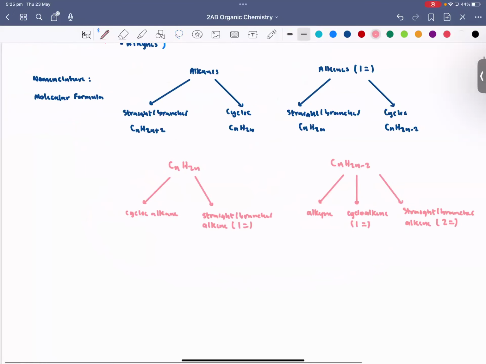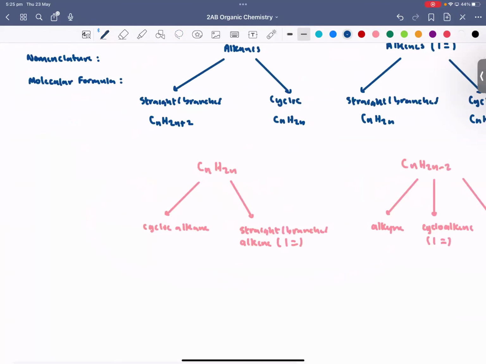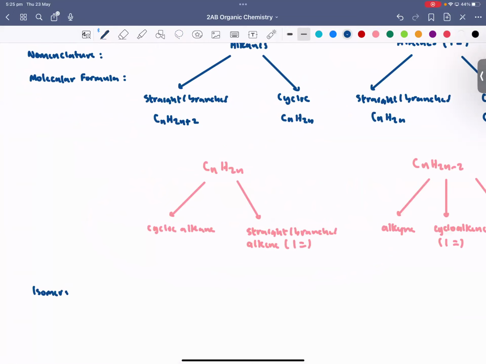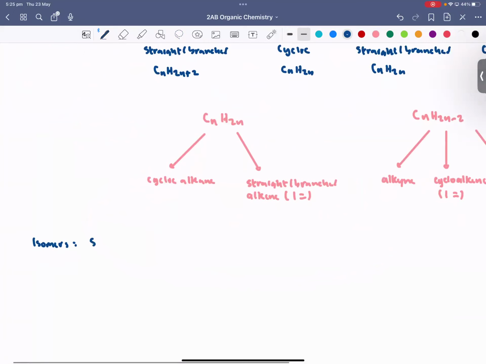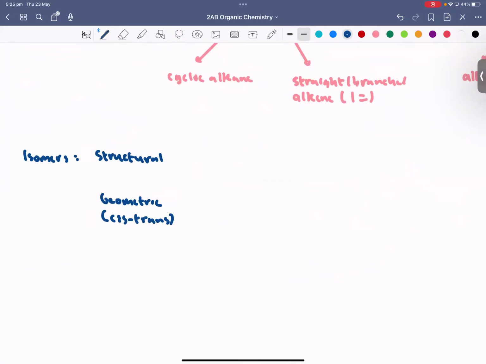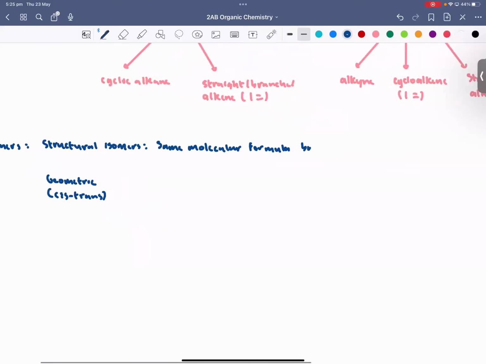What else do you need to know? You need to know your isomers. There are 2 types of isomers that we need to know. There are structural isomers and geometric isomers. What are geometric isomers also called? Cis-trans isomerism. So what does structural isomers even mean? Same molecular formula, but different structural formula.